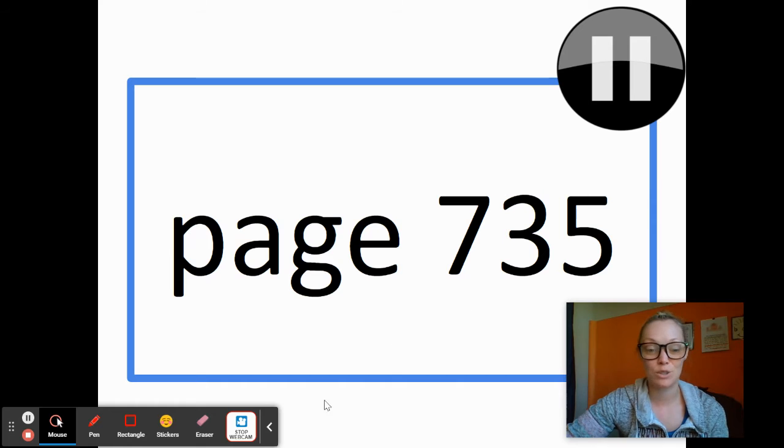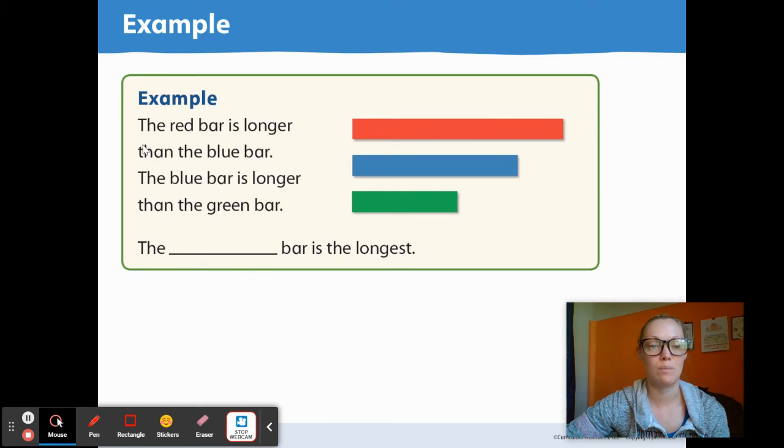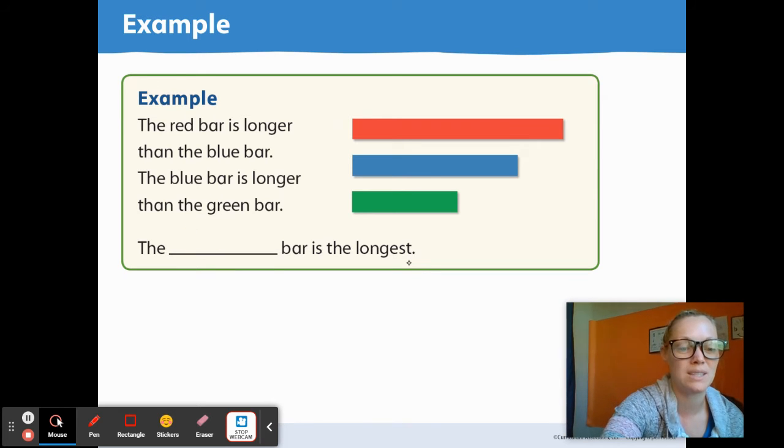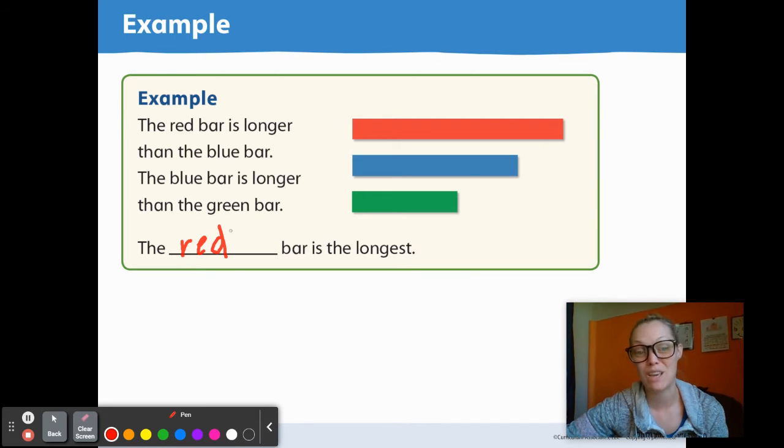We'll be on page 735 today, so go ahead and turn to that page if you're not there yet. And here's an example. The red bar is longer than the blue bar, okay? The blue bar is longer than the green bar. So which bar is the longest? Red, this one's easy because you can see the picture. But if you couldn't see the picture, you would make your own picture.